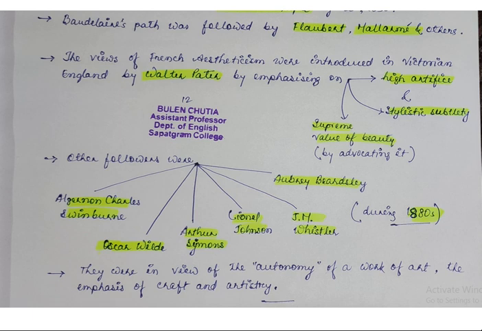It originated in France, and it came to England during the later half of the 19th century, that is, almost in the 1880s. The proponents, the followers, were these. You have to try to find out what they contributed to the field of art and literature. I'll not discuss all the things in the class because we have a time constraint.